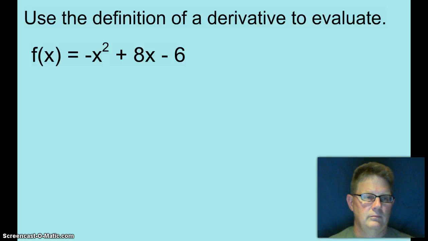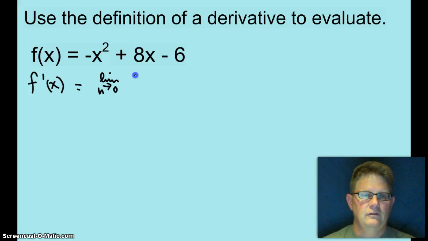Alright, so we're trying to find the derivative, what we're going to call f prime of x. F prime of x will be called the derivative of f of x. And that's going to equal the limit as h approaches 0 of f of x plus h minus f of x all over h.